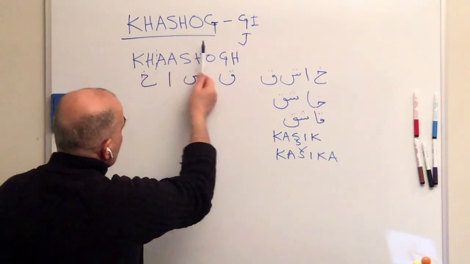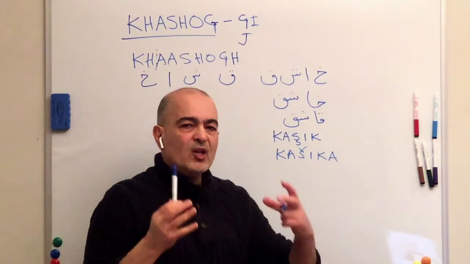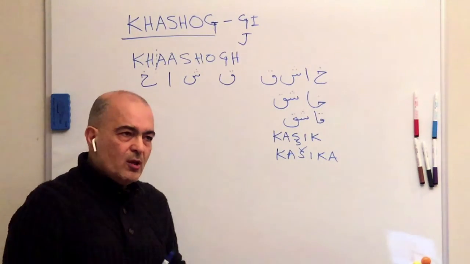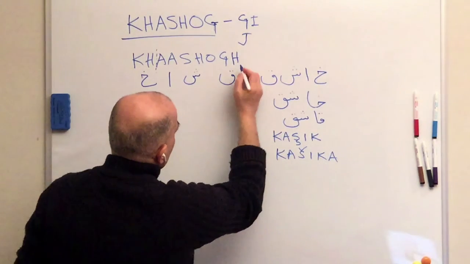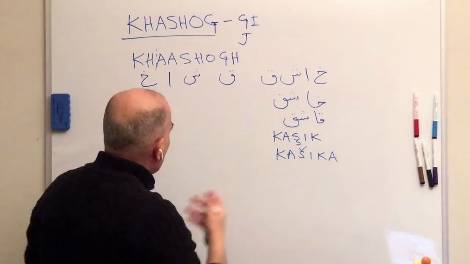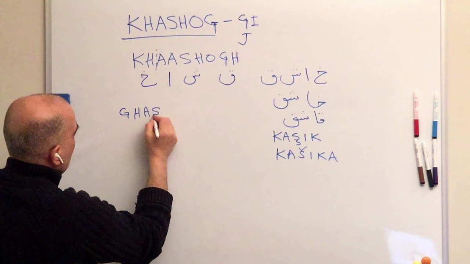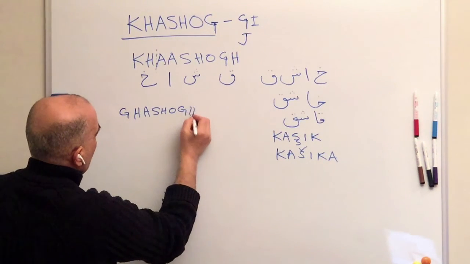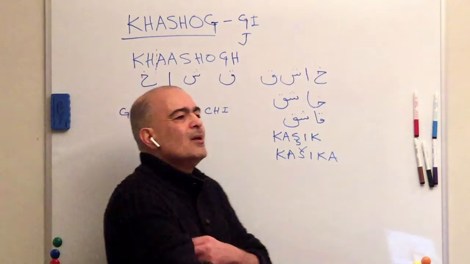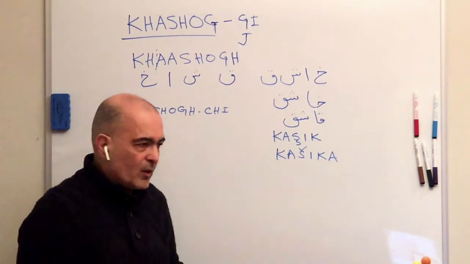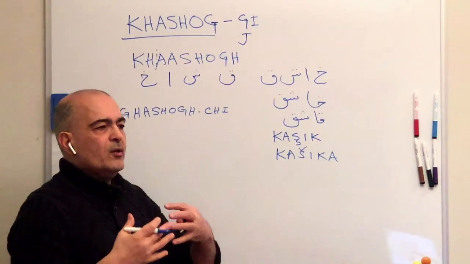So the first part is a spoon. What is the G? Actually, that was originally a chi, which became a G because in Arabic there is no ch sound. So that should actually be khashoggi. In Persian, if I write it in Latin letters, khashoggi. And chi means someone who deals with something or sells something. So khashoggi is a spoon seller or a spoon dealer.